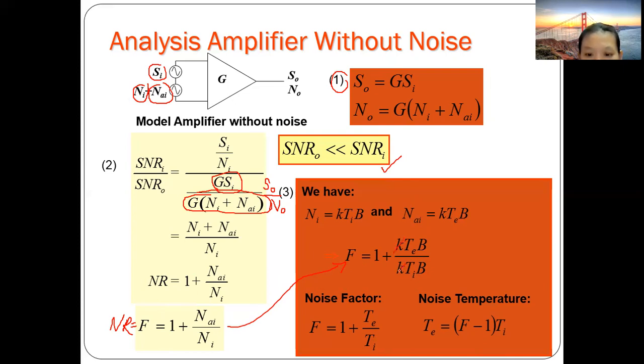So this K can be cancelled off, B can be cancelled off. We will obtain the noise factor in another form: F equals 1 plus TE, the noise temperature, divided by TI, the input temperature. Okay, done. For noise temperature, rearrange the equation, and we will have noise temperature TE equal to F minus 1 multiplied by our input temperature. Okay, done for this one.